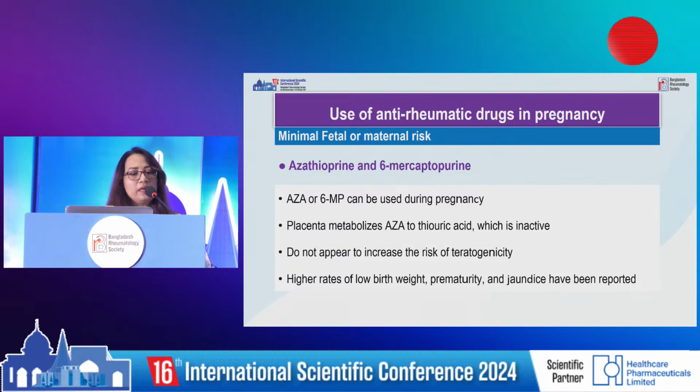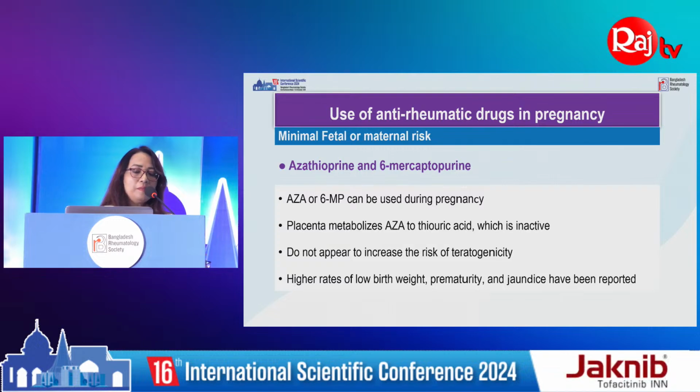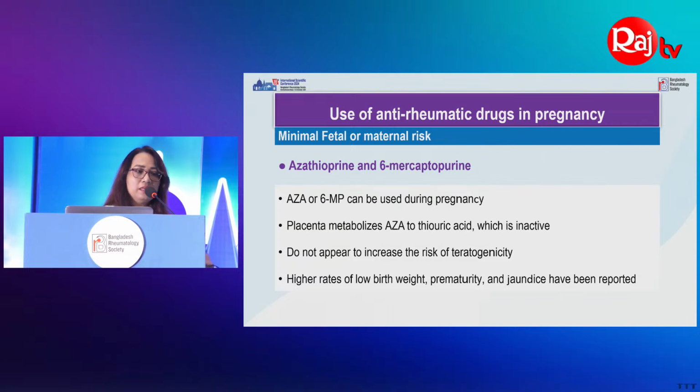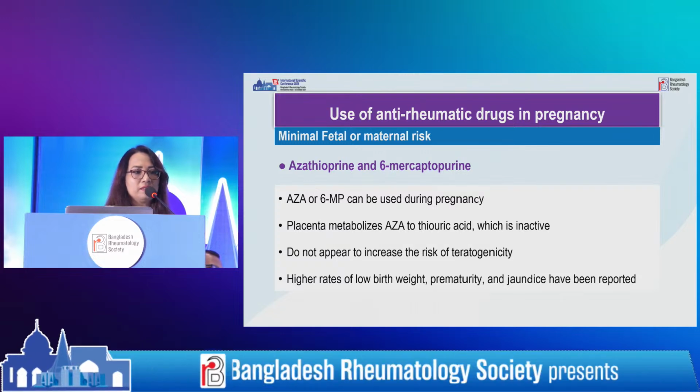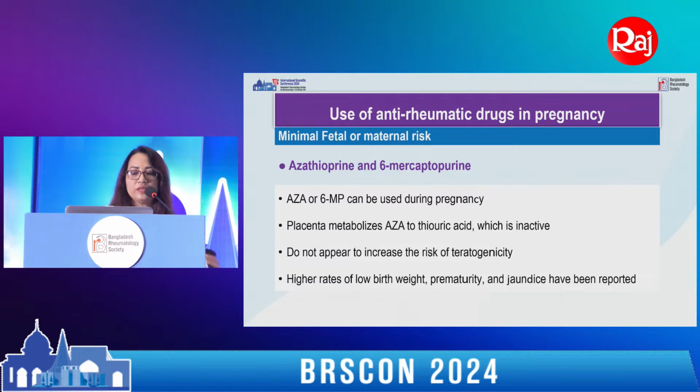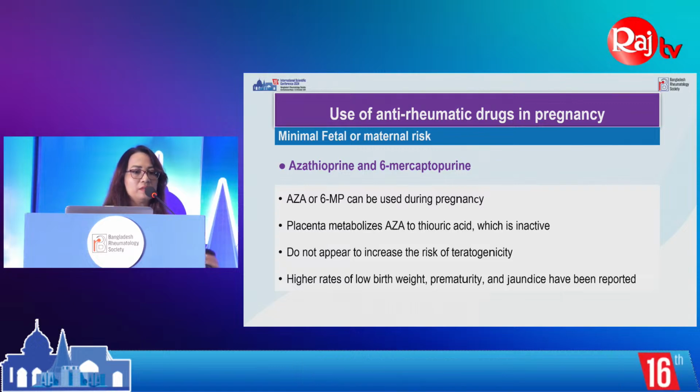Another important drug that we can use during pregnancy is azathioprine and 6-mercaptopurine. Azathioprine can be used during pregnancy because the placenta metabolizes azathioprine to thiouric acid, which is inactive. So it doesn't increase the risk of teratogenicity. But a higher rate of low birth weight, prematurity, and jaundice has been reported.